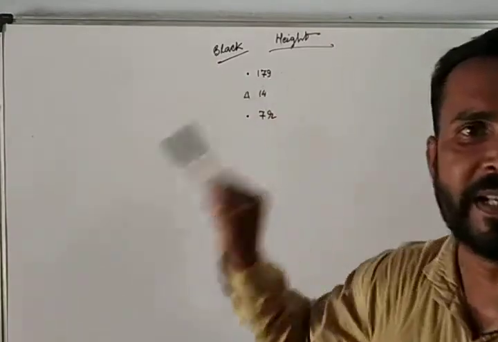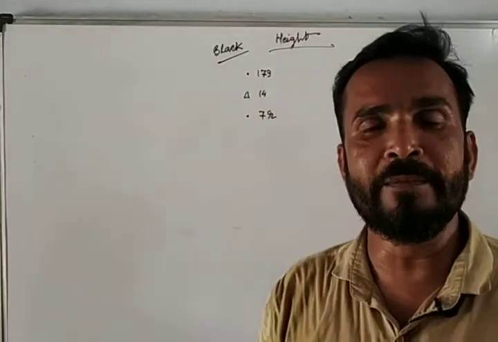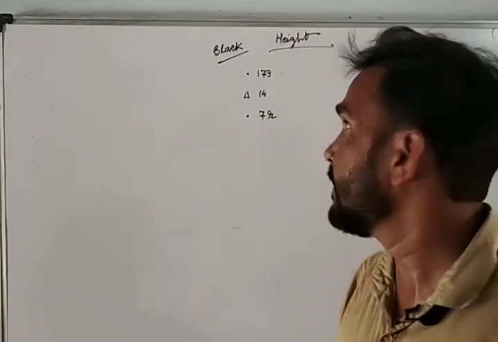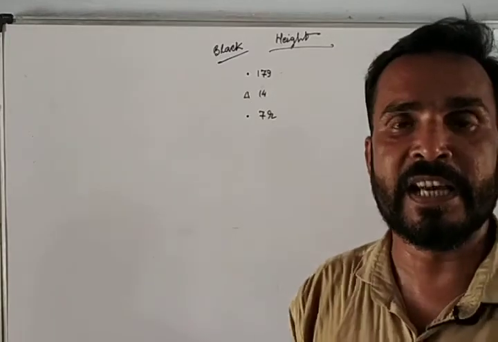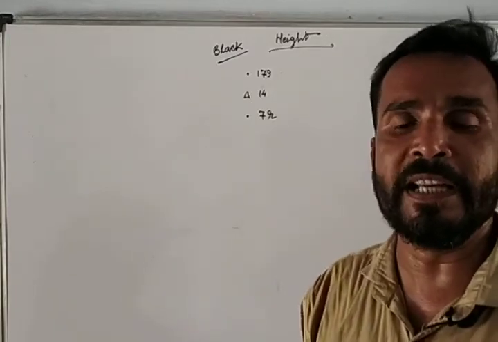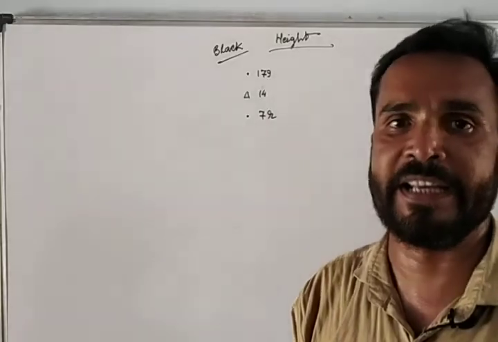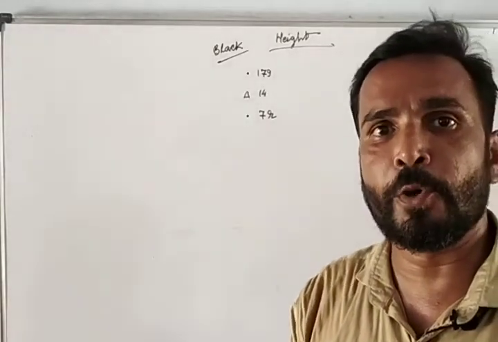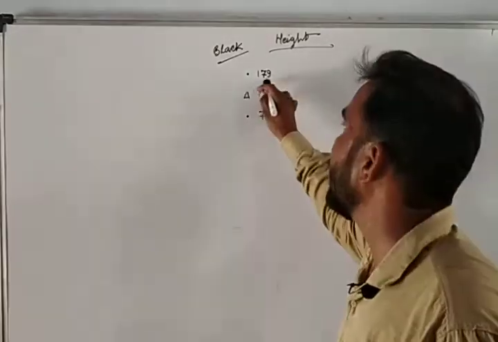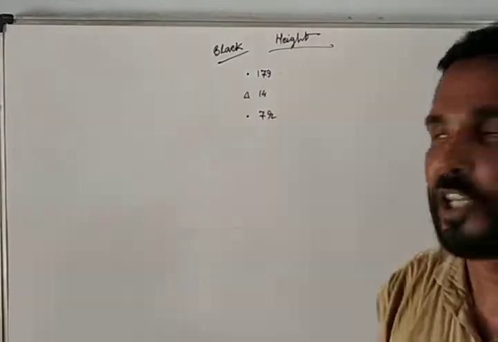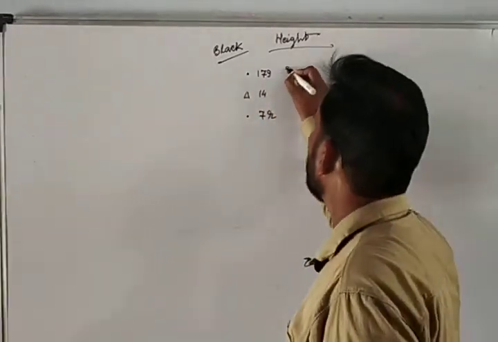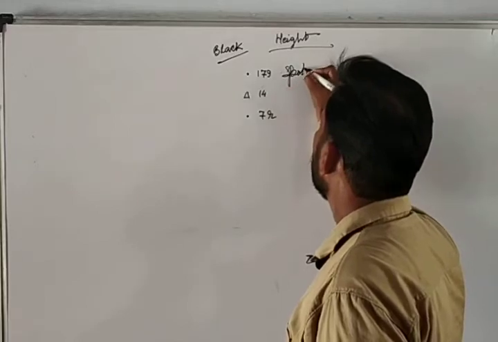If they ask what you understand by this dot 179 shown in the map, here we will write it represents spot height, 179 meters. So this will be spot height.